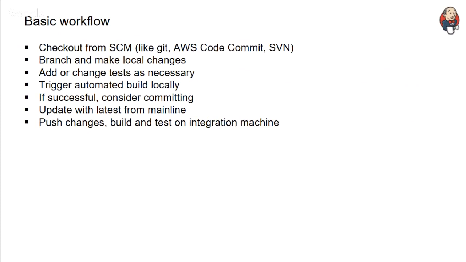Next, once you're updated with your mainline, what happens? You push your changes, and you build and test on an integration machine. From here is where Jenkins comes into the picture. It picks up from there and deploys your code. It does all the activities for you, the entire process is automated, and it deploys to your production.